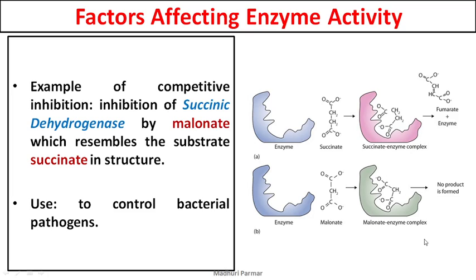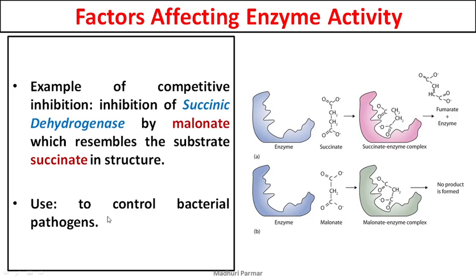In such a scenario, if you add a lot of succinate, then this malonate will be removed and succinate can come and the enzyme can function properly. So competitive inhibition is reversible. If you increase the amount of substrate in comparison to the amount of inhibitor, then it can be reversed.